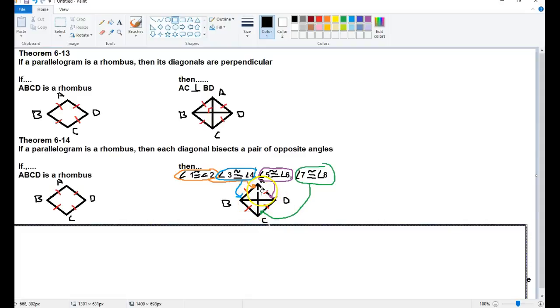For all the others. So just know that when you have a rhombus, the diagonals are going to be perpendicular, and they're also going to bisect the opposite angles.